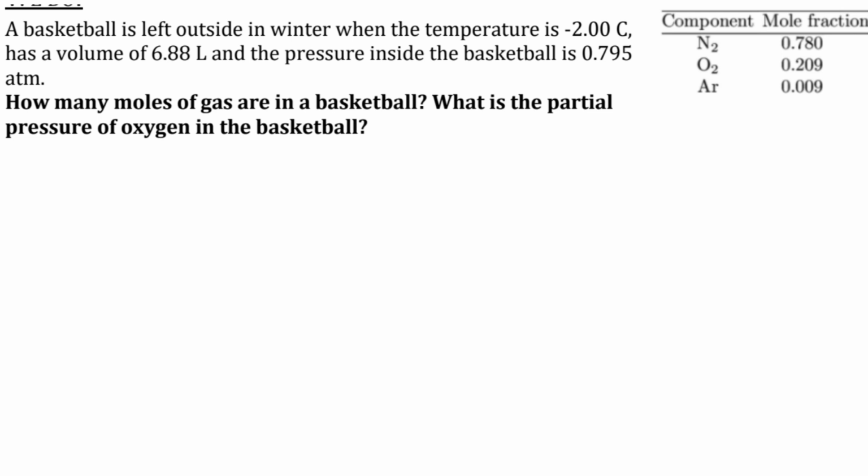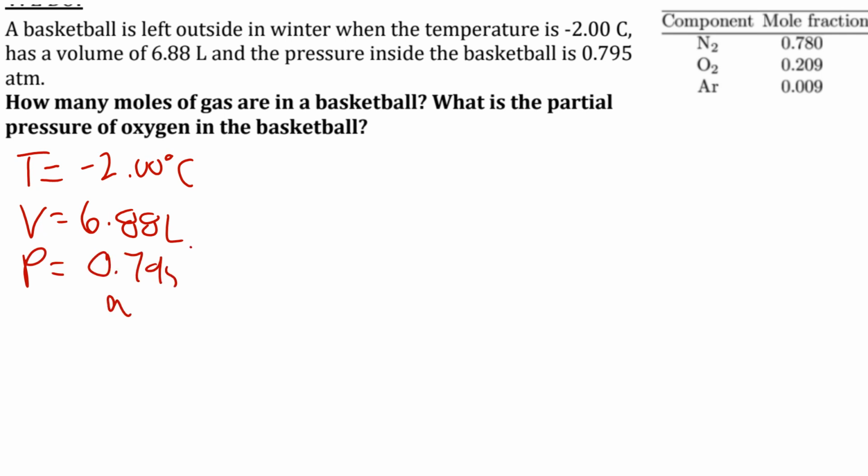A basketball is left outside in winter, and when the temperature is -2 degrees Celsius, it has a volume of 6.88 liters, and the total pressure inside the basketball is 0.795 atm. How many moles of gas are in the basketball, and what is the partial pressure of oxygen in the basketball? So let's find the number of moles. We have a temperature of -2 degrees Celsius, a volume of 6.88 liters, and a total pressure of 0.795 atm.